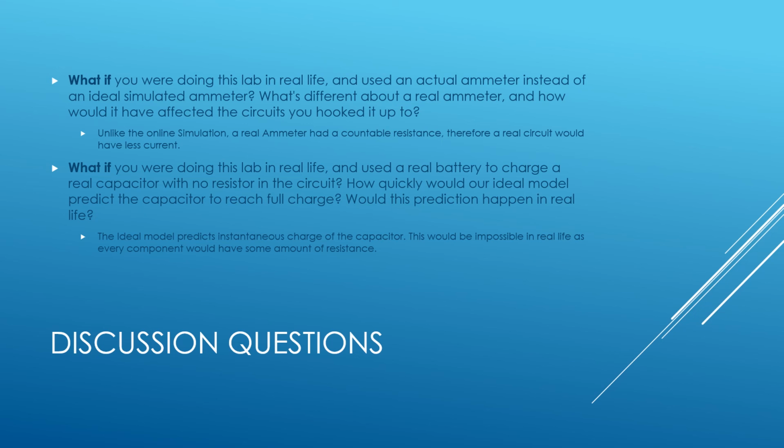What if we used a real battery to charge a real capacitor with no resistors in the circuit? How quickly would our ideal model predict the capacitor to reach a full charge, and what would happen in real life? The ideal model would be instantaneous charge of the capacitors, as there's no resistance throughout the wires. But this would be impossible in real life, as the wires themselves have resistance and so do the other components of the circuit.